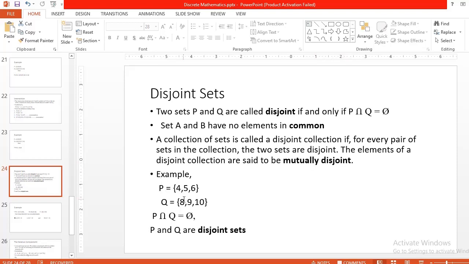See here one example. P contains the 3 elements 4, 5, 6. Q also contains the 3 elements 8, 9, 10. See if there are any common elements in sets P and Q. There are no elements in sets P and Q that are common. So P intersection Q is equal to phi. So the condition is satisfied here. We can say that P and Q are disjoint sets.